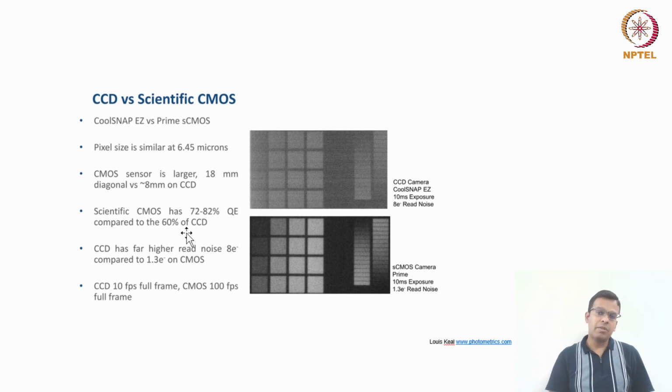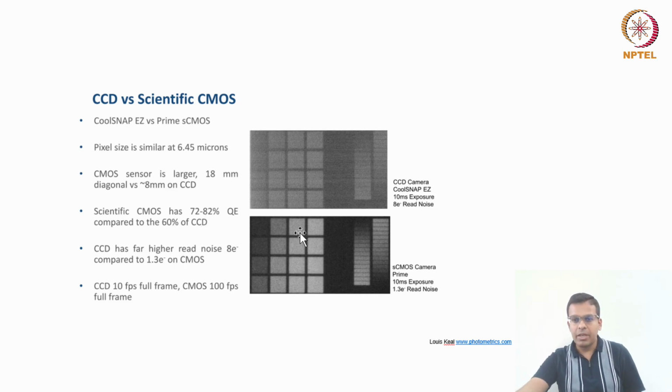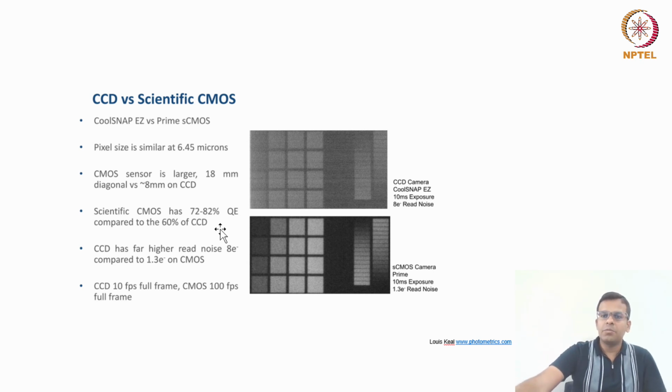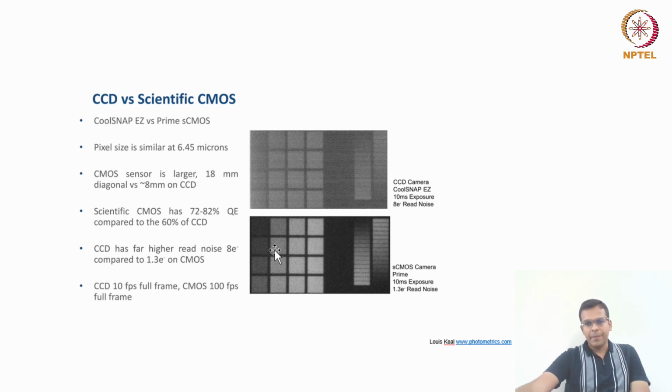So as I mentioned, what is quantum efficiency? The quantum efficiency is how many photons are converted into electrons. So CCD cameras have a quantum efficiency of 60%. That means if 100 photons hit the pixel, 60% of them are converted into electrons. Whereas in the case of CMOS, the quantum efficiency is 72 to 82%. That means 82% of photons are converted into electrons by these pixels.